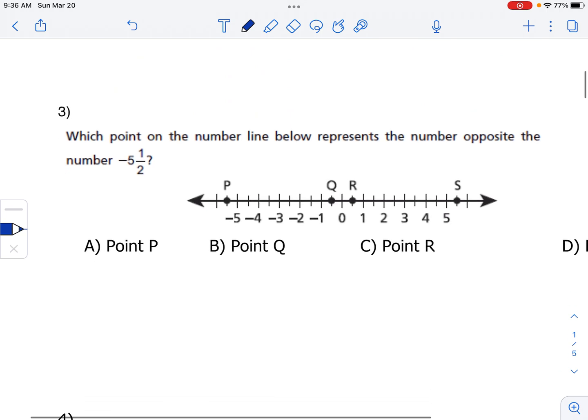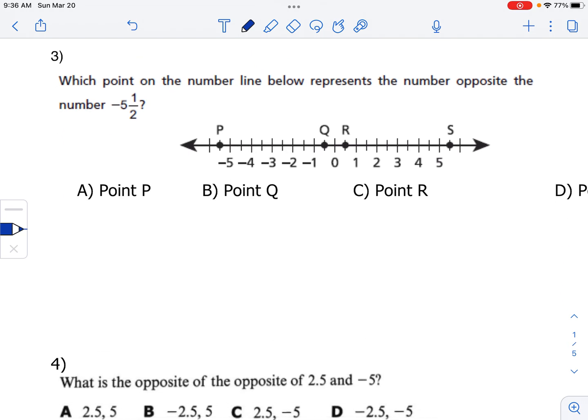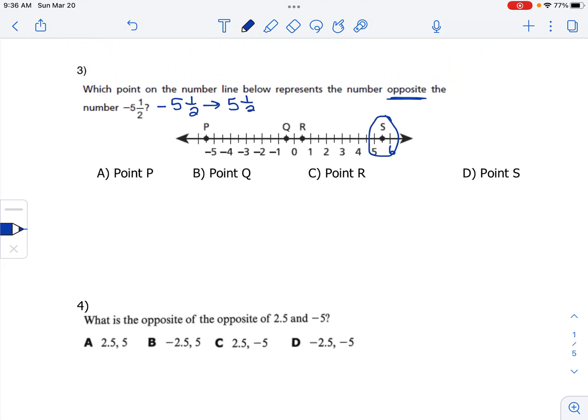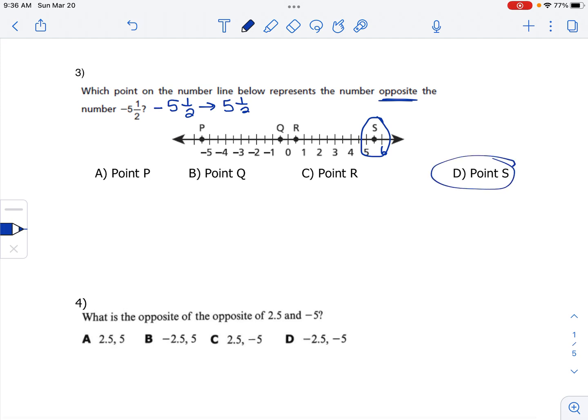All right, let's move to number 3. Which point on the number line below represents the number opposite the number -5.5? Well, the opposite of -5.5 is +5.5. Negative tells us we're moving to the left. The opposite of that would be moving to the right into our positive numbers. So point S here is just after 5, between 5 and 6. That's 5.5. So point S, choice D.